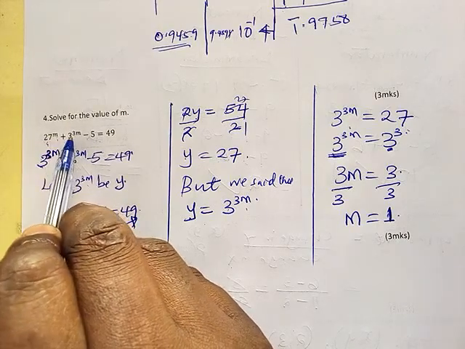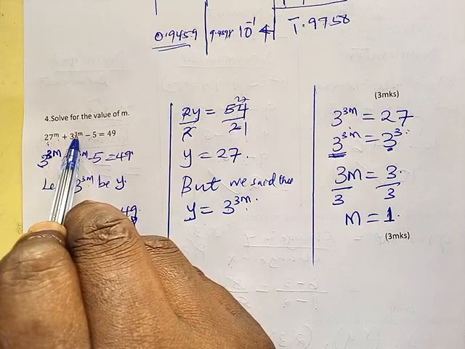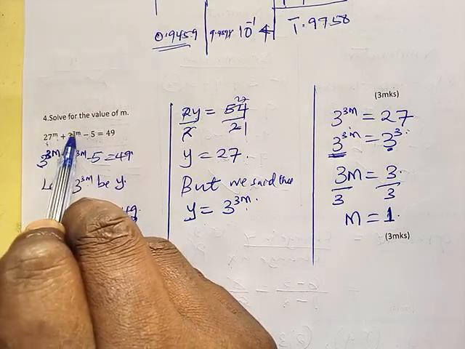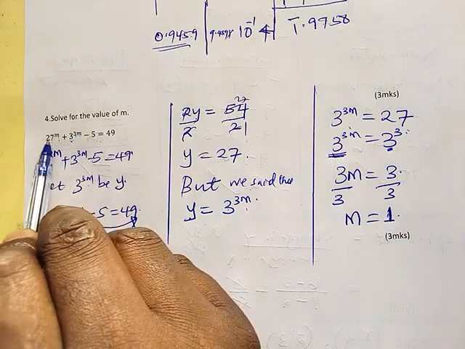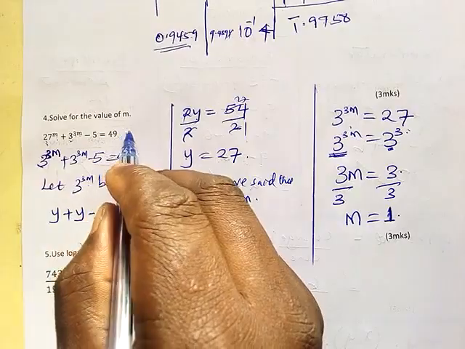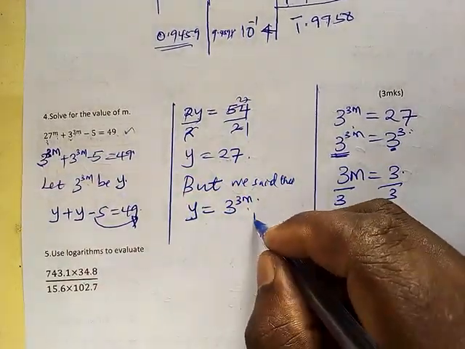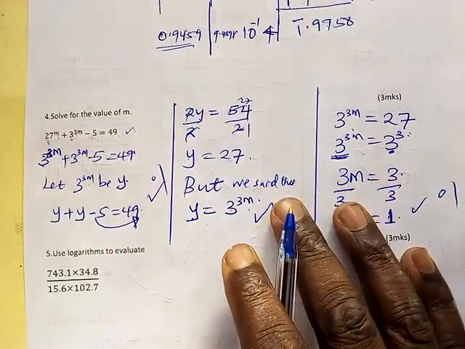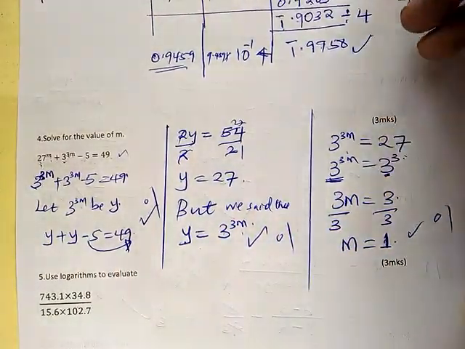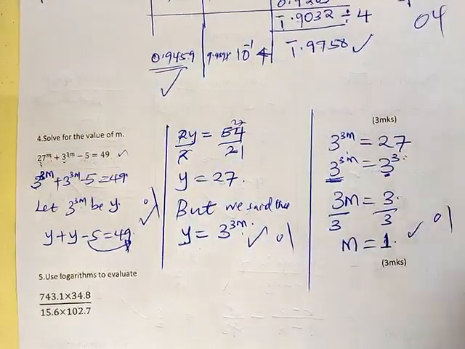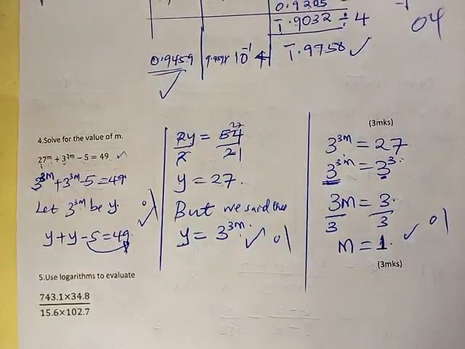So 3 raised to power 3m, that is 3 to repeat. So 3 raised to power this is 27. 27 plus 27, the answer is 54. 54 minus 5, the answer is 49. And then it tells you that you are right. So here you have your mark. Here I didn't mark for you. Here you have 1, you have 1, you have 1, and you have 4 marks in total.